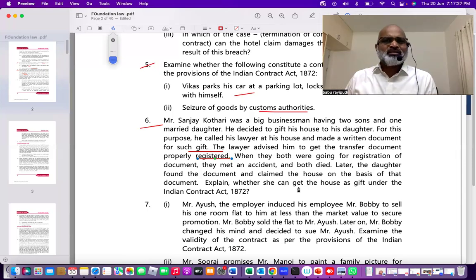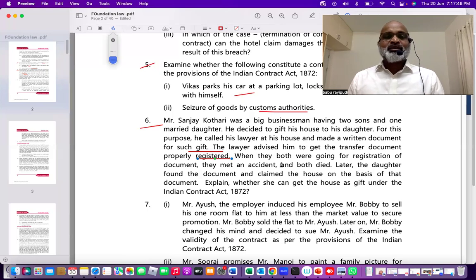That is your logical question, I'm telling you. The gift is already made, see what happened. Third line: for this purpose, he called his lawyer to his house and made a written document. The lawyer advised him to get the transfer document registered. That means he made a document, and the donor has already signed.